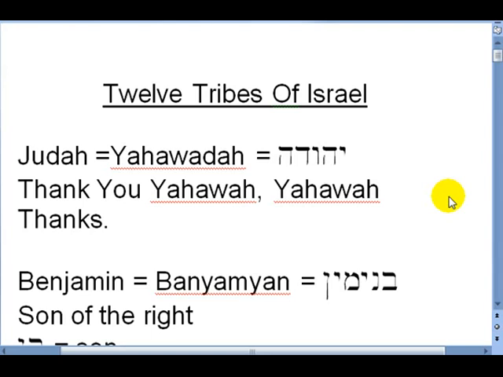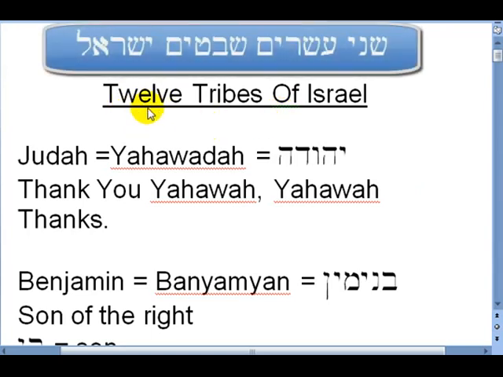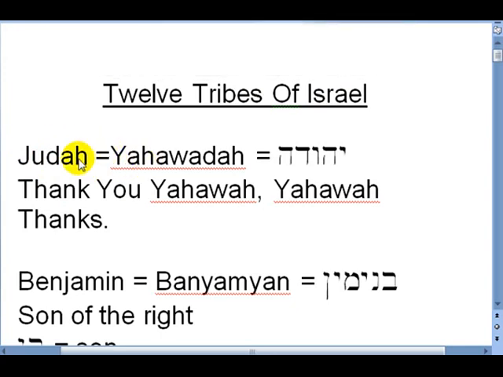Alright, so we're just gonna start it off. This is the 12 tribes of Israel. The first tribe is Judah, as you brothers know. The way you say Judah in the Hebrew is Yehowadah. You see it here. This is the Syrian script. I use the Assyrian or the Syrian script, which is the Aramaic.